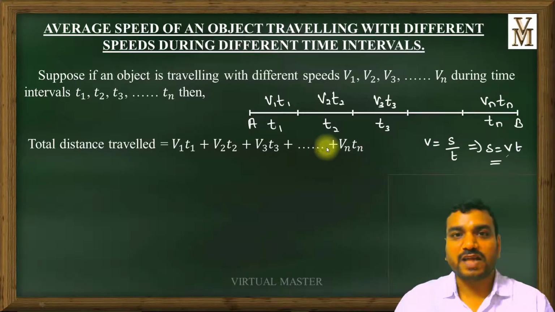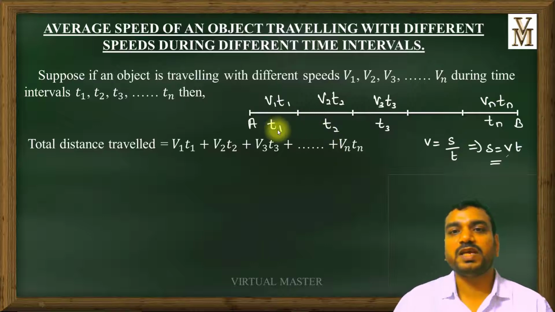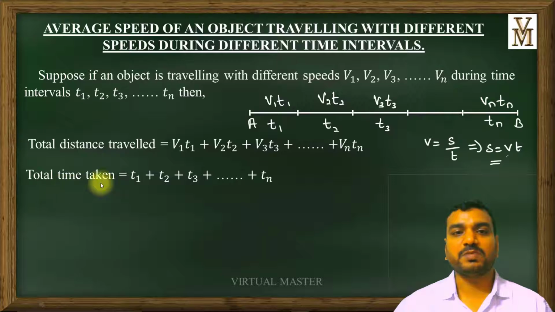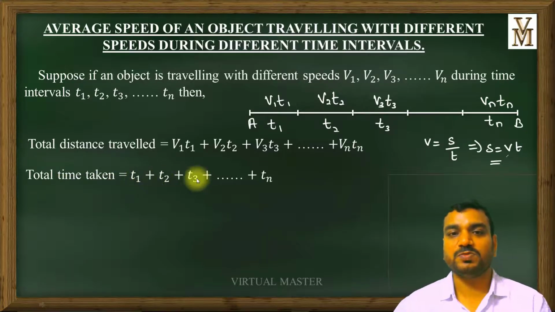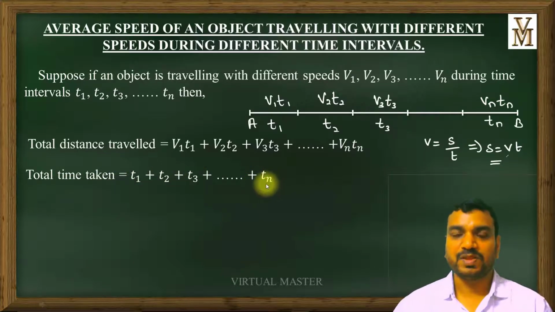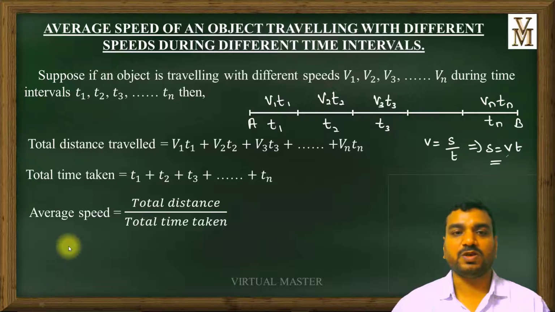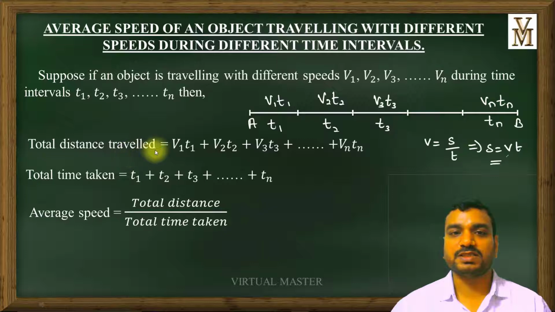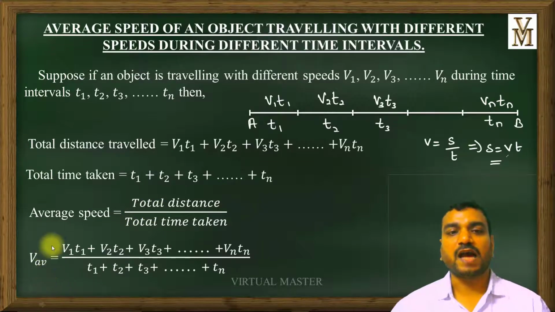Now what will be the total time taken by the object? It will be equal to t1 plus t2 plus t3 up to tn, isn't it? So total time taken will be equal to t1 plus t2 plus t3 up to tn. We know the formula for the average speed. Average speed will be equal to total distance traveled divided by total time taken. Just now we have found the formula for total distance traveled and total time taken. So substitute these two equations in this formula.